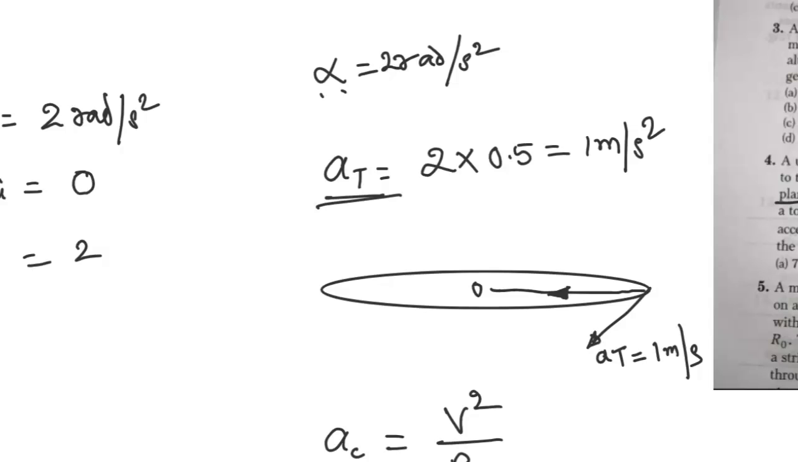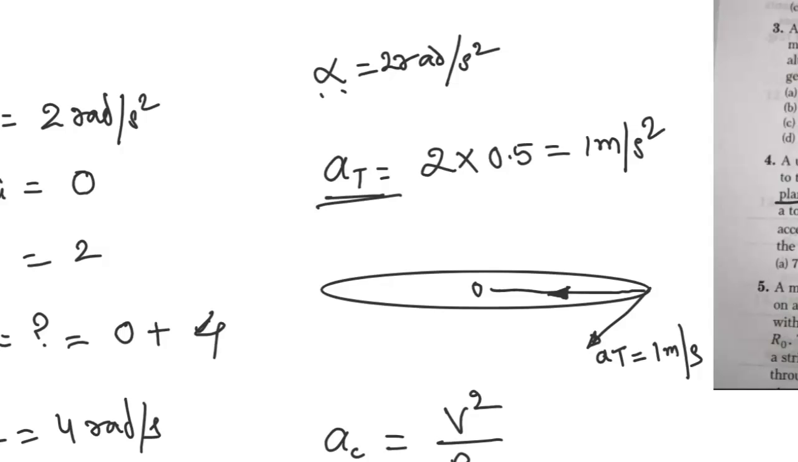Which formula do you require? Omega final is equal to omega initial plus alpha times t. Omega initial is 0. Alpha 2 times 2 seconds, so 4. So omega final is equal to 4 rad per second.